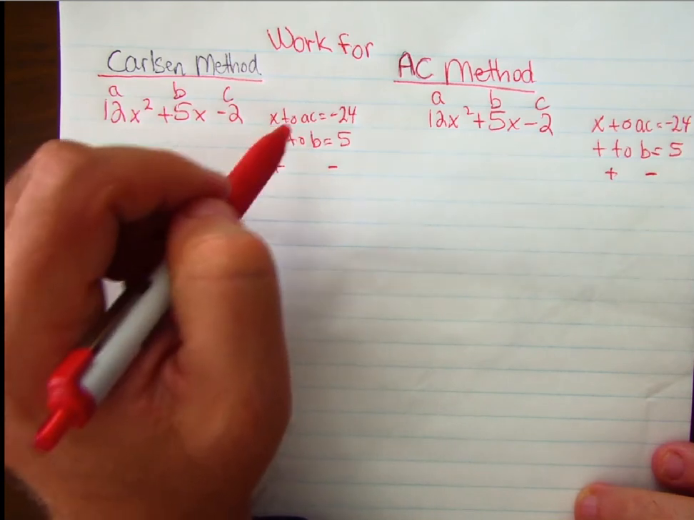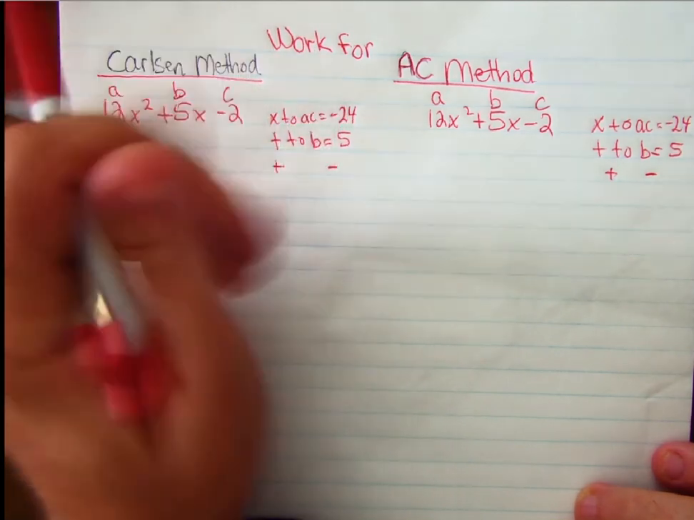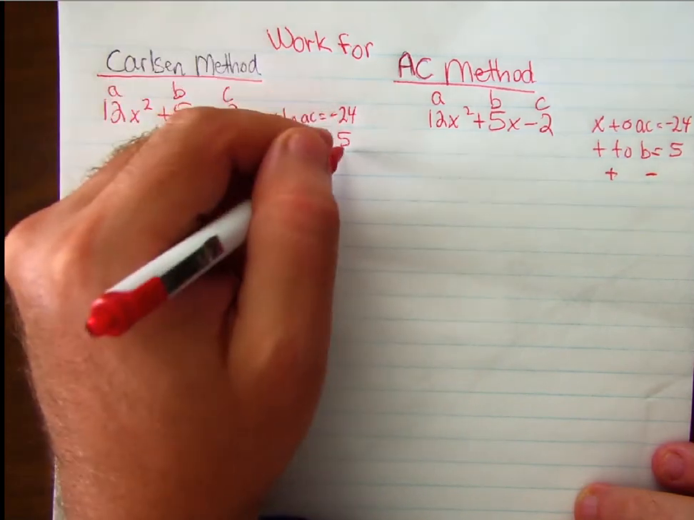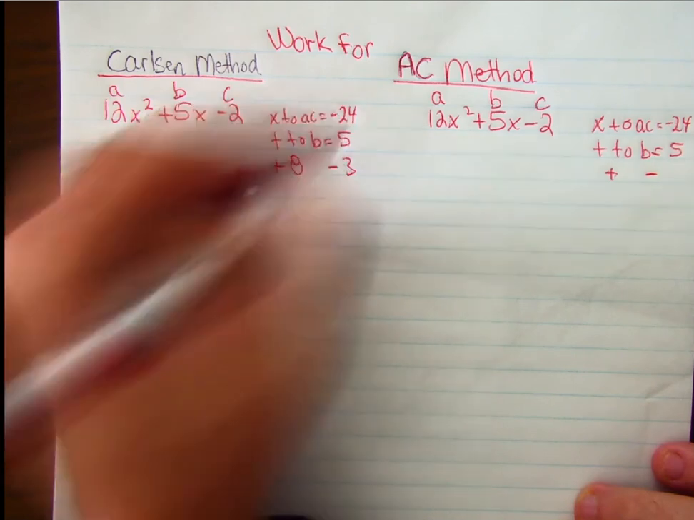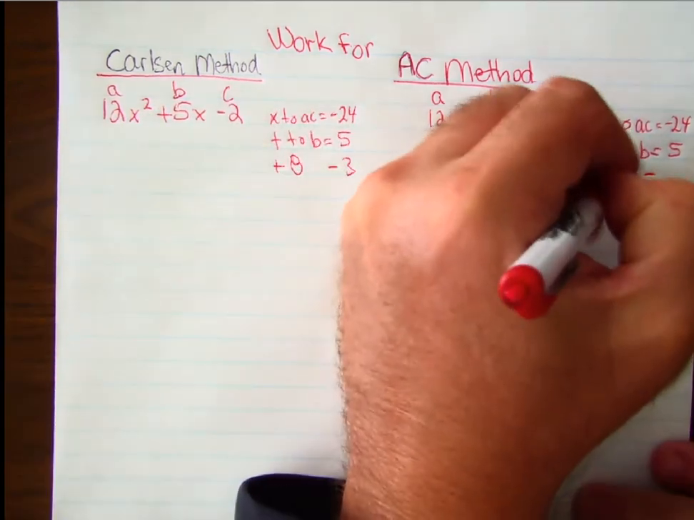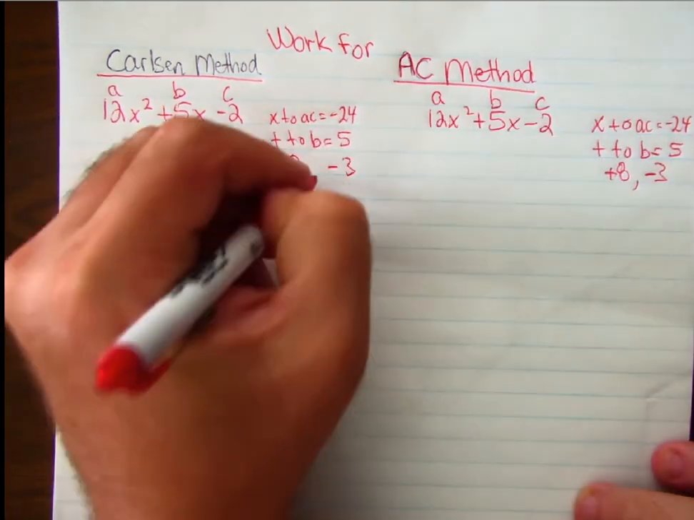So 8 minus 3 is 5, and 8 times -3 is -24. So it's 8 and -3. Those are my two numbers.